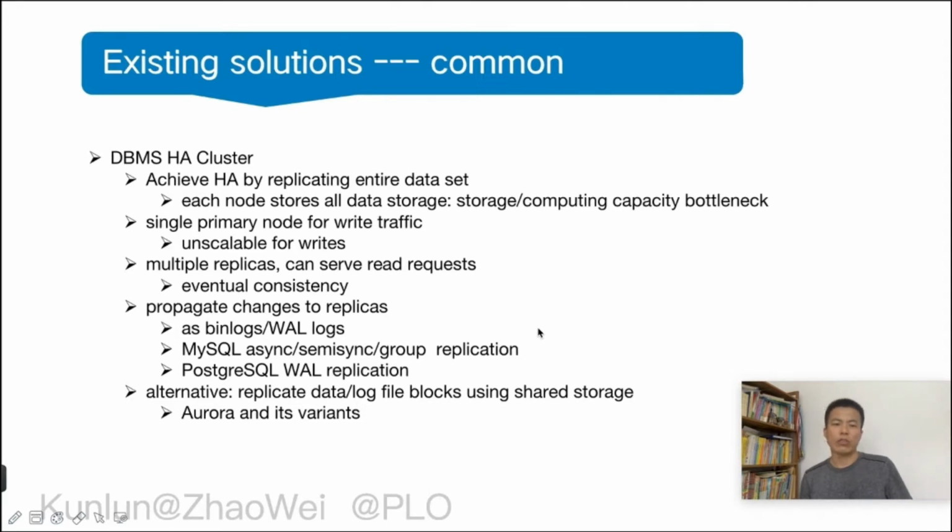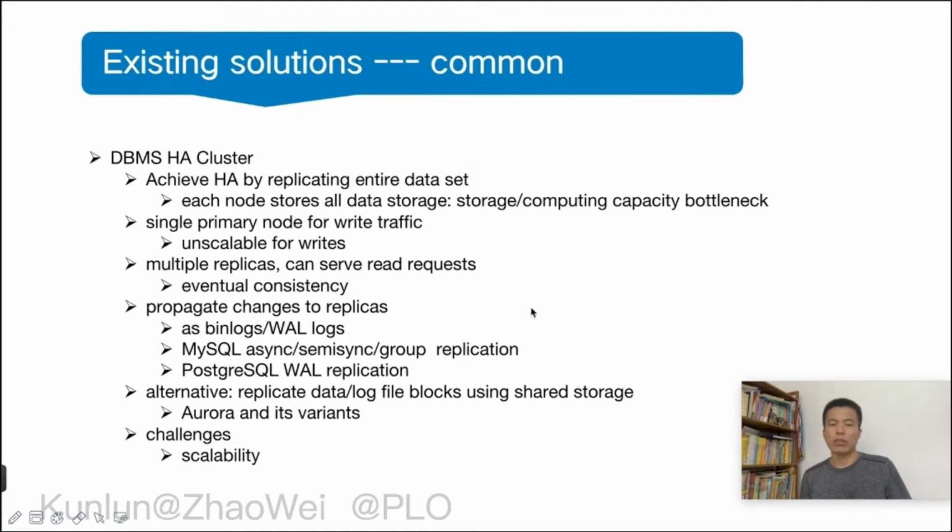An alternative is to replicate data and log file blocks using shared storage. The example is Aurora and its variants. The challenge for a high availability cluster is scalability, because such a cluster does not scale for writes, and that's a big issue if your dataset exceeds the capability of one high availability cluster. That means you have to implement data management solutions outside DBMS.